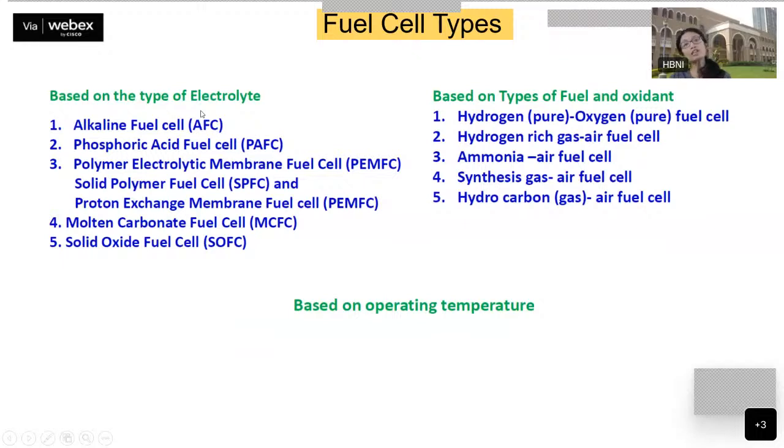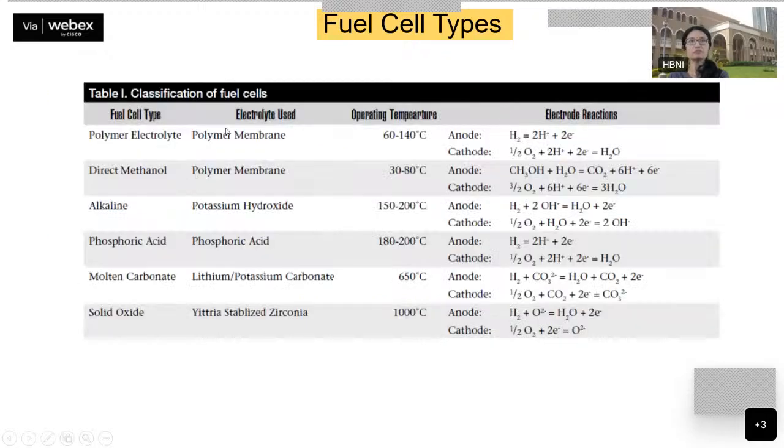Then you can also have different types of fuel cells based on the types of the fuel and oxidant. You can have hydrogen oxygen fuel cell. You can have hydrogen rich gas air fuel cell. So on one side it's the hydrogen moving, the other side it is the air. Then you can have ammonia air fuel cell, syngas air fuel cell, and hydrocarbon air fuel cell. And there are also certain fuel cells which are based on operating temperatures.